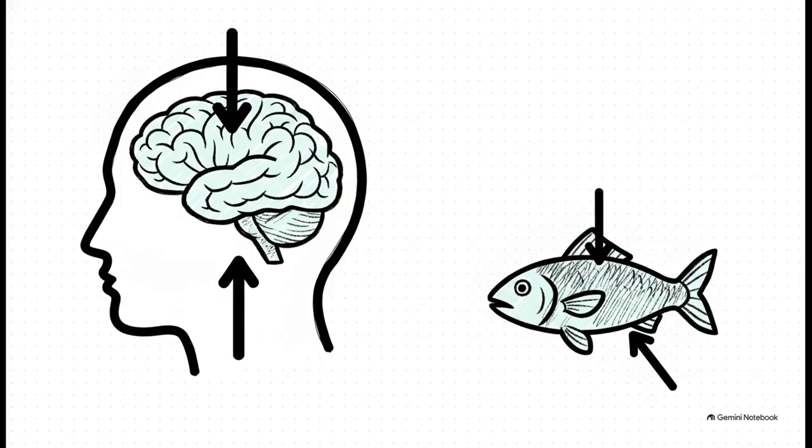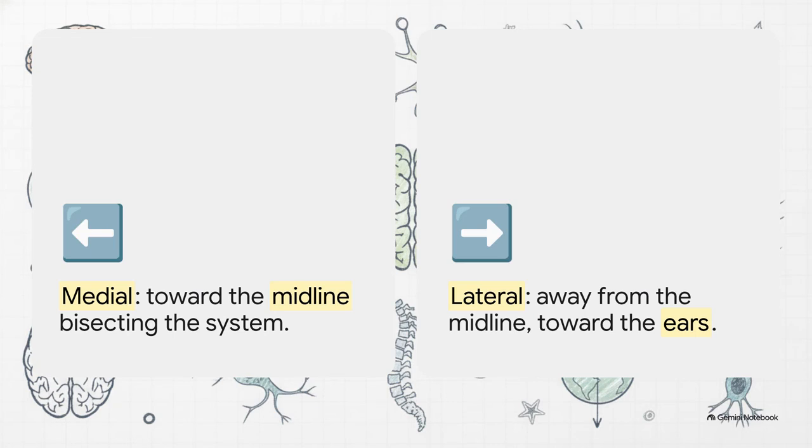This is true even though the top of our head is obviously not located on our back. Kind of wild, right? Our final basic compass pair is medial versus lateral. Humans possess bilateral symmetry, meaning there's this invisible midline bisecting our nervous system into symmetrical right and left halves. If a structure is located moving inward toward that midline, we call it medial. If it's located moving outward, away from the midline and out toward the sides or your ears, we call it lateral.